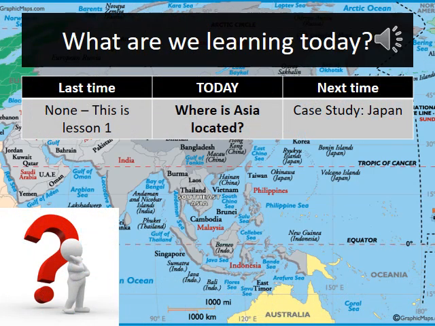These project PowerPoints are going to follow a common format. We'll start with a summary of the last session, an explanation of this one, and a peek into the next thing that we're going to learn. Obviously, this is the first one in our Japan project, so there is nothing on the last lesson. Today, we're going to be looking at where Asia is located, and then next lesson, we're going to start on our case study of Japan.